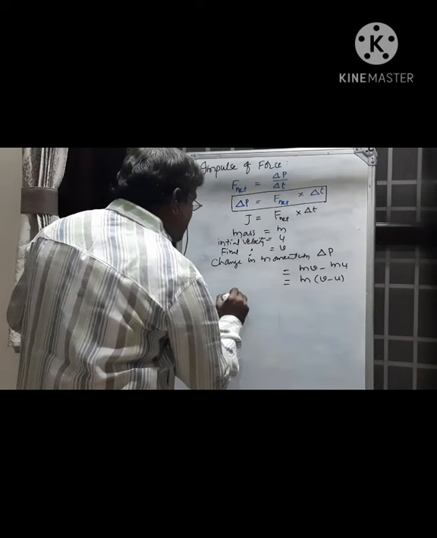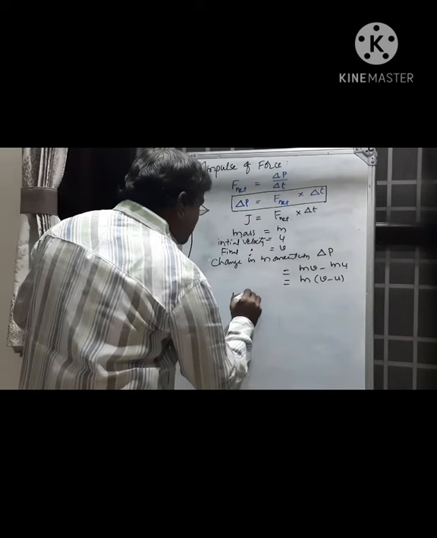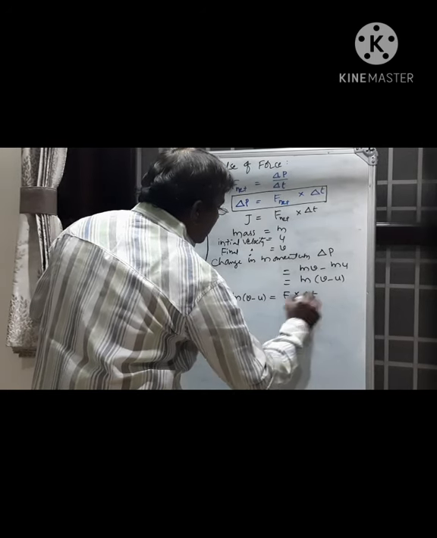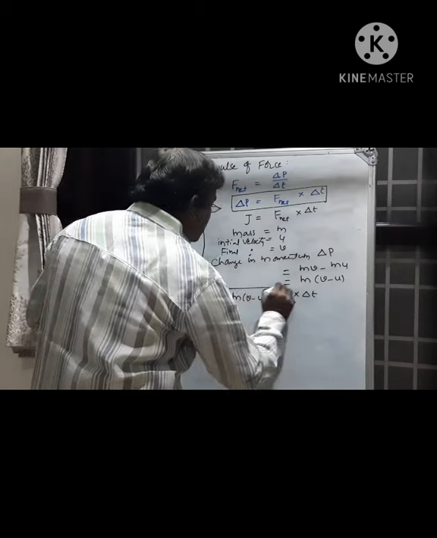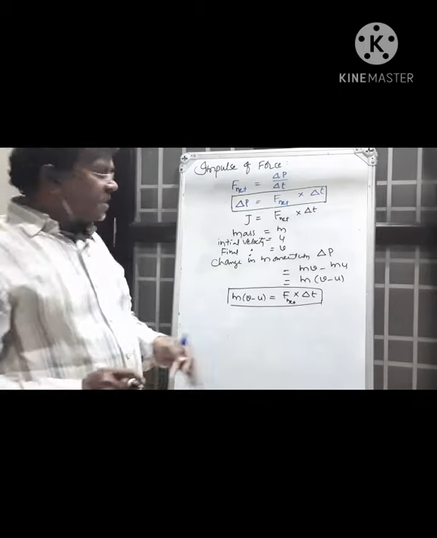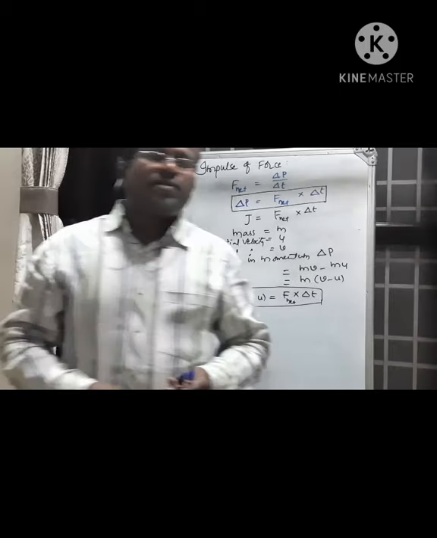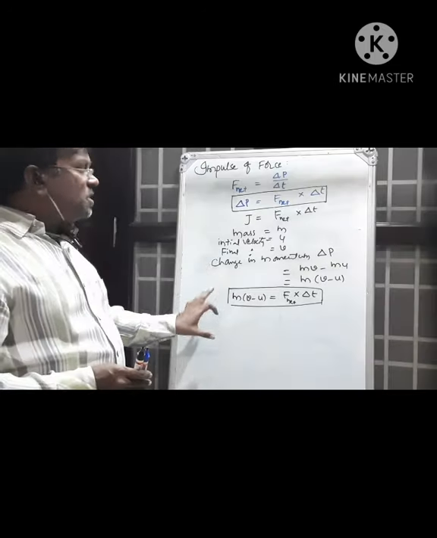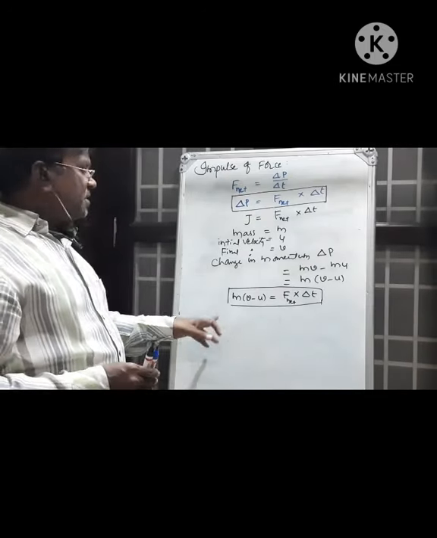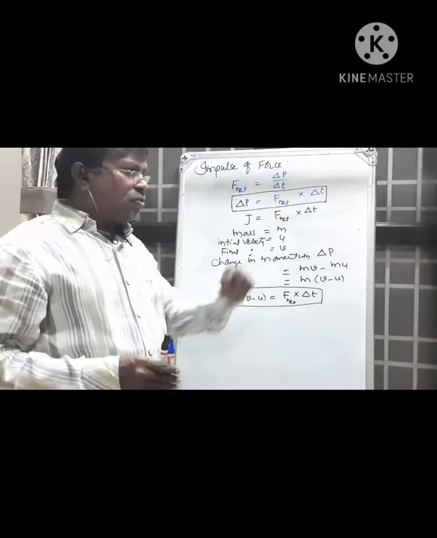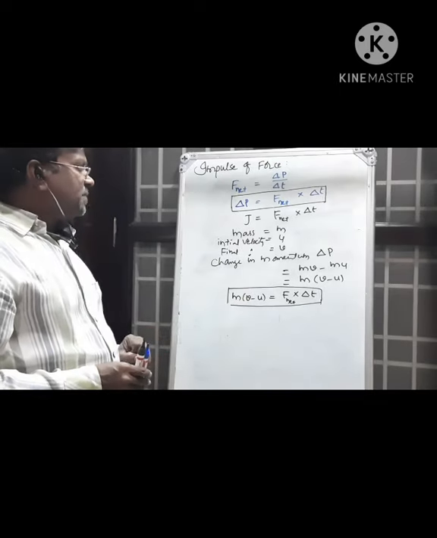In this case, the impulse can be written as m into v minus u is equal to F into delta t. F, actually, it is F net. This is also another formula for the impulse. Impulse is nothing but the characteristic which denotes the amount of change that occurs in the linear momentum of the system due to the external force, the force exerted on the system.